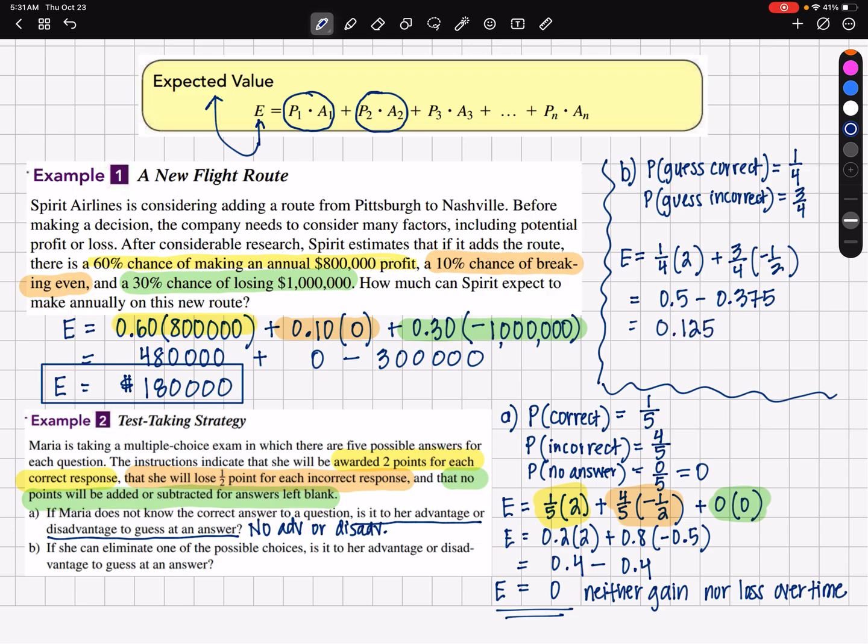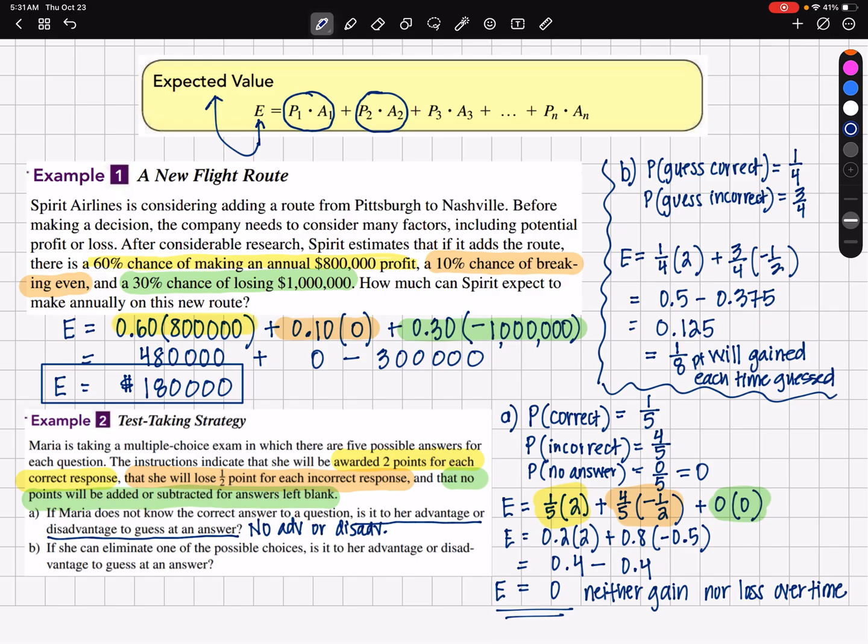And sometimes your answer is going to be a fraction. So I'm going to convert that to a fraction, and I get 1 out of 8. So that's the expected value based on the probabilities. So 1/8 of a point will be gained because it's a positive. So 1/8 point will be gained over time, each time she guesses. Now you can't gain a point, but when you add them all up on average, that's what she can assume.